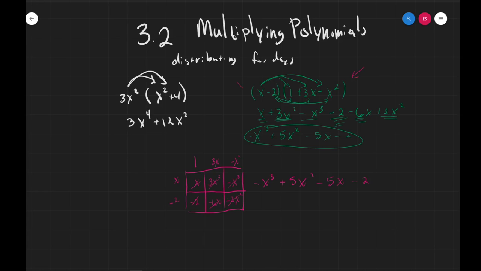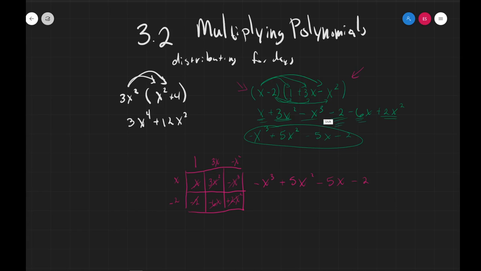This right here is our original problem. We're given a binomial times a trinomial, and we just distribute a bunch of stuff. Distribute the x to everything in the second parentheses, distribute the negative 2 to everything in the second parentheses. So x times 1 gives us x, x times 3x gives us 3x squared, x times x squared gives us x cubed, negative 2 times 1 gives us negative 2, negative 2 times 3x gives us negative 6x, negative 2 times negative x squared gives us positive 2x squared.